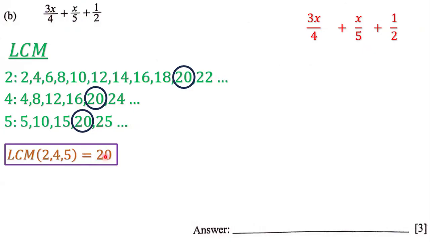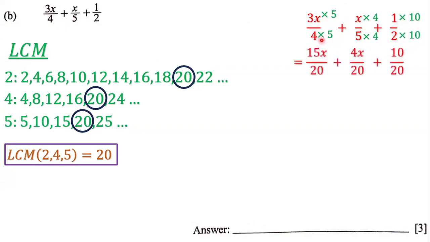And so what we do here is we say, okay, what times 4 gives us 20? And 4 times 5 gives us 20. Whatever we do to the bottom, we must do to the top. So we say 3x multiplied by 5. Next, we say what times 5 gives me 20? But 5 times 4 gives us 20. Whatever we do to the bottom, we must do to the top. So we have x multiplied by 4. And in this case, we ask ourselves what times 2 gives us 20. Well, 2 times 10 gives us 20. Whatever we do to the bottom, we must do to the top.